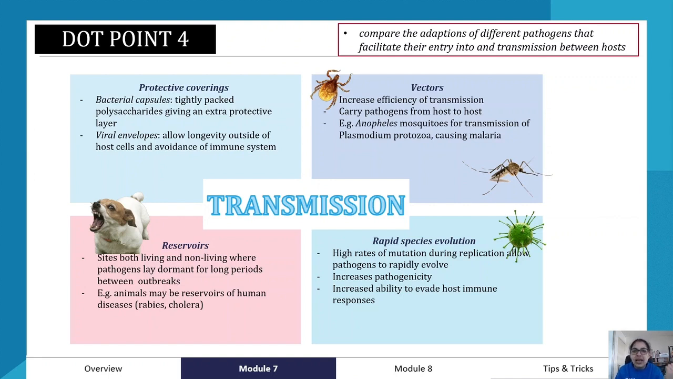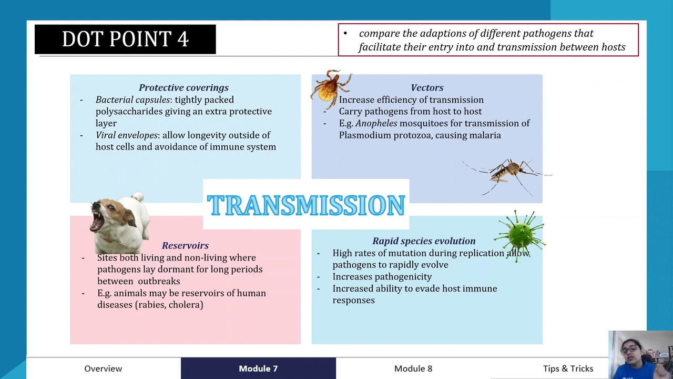Then we've got vectors, and a big example of vectors is malaria. So malaria, the Plasmodium protozoa, which causes malaria, is carried inside mosquitoes. So essentially what vectors do is they increase the efficiency of transmission, as you can imagine, from a mosquito to a human, to another mosquito to another human. It's pretty fast spreading. So they carry pathogens from host to host, and in the case of malaria, it's not all mosquitoes that spread it. It's a specific species called Anopheles mosquitoes, and it's the female Anopheles mosquitoes that actually cause the transmission of Plasmodium protozoa, which then causes malaria.